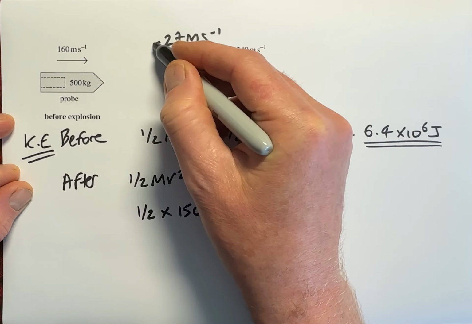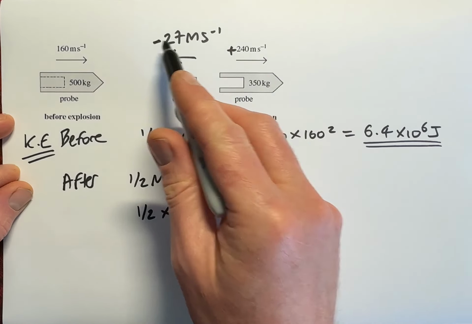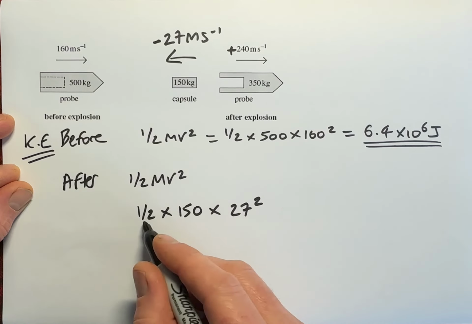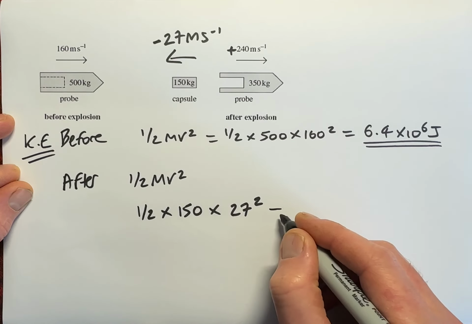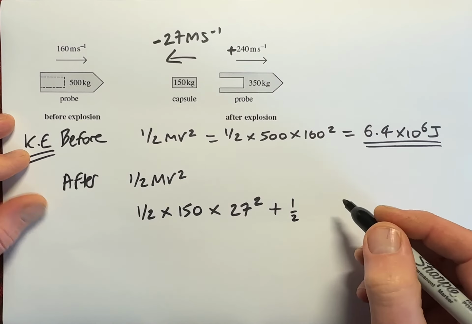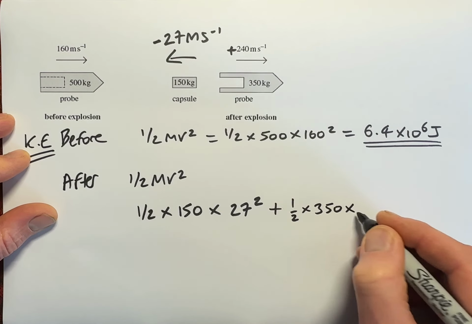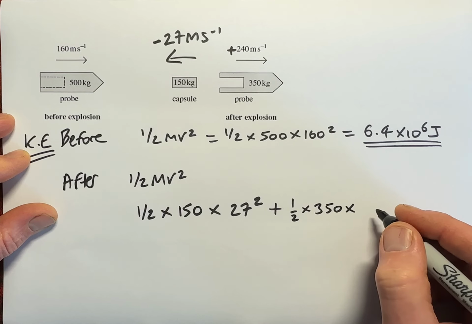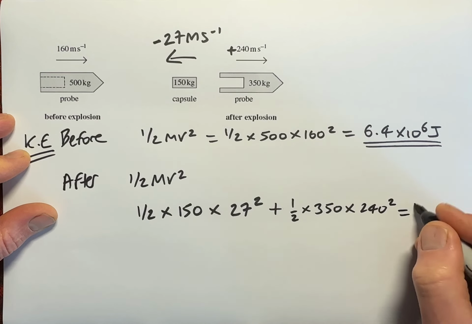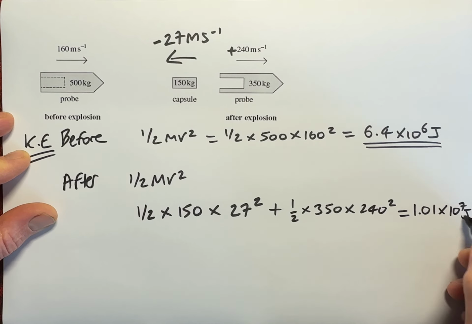Now you might say, well, look, this has got a negative velocity and this is a positive velocity. Energy is a scalar, so it doesn't matter. The negative value just represents the direction, so we don't need to worry about that. We can just do half times 150 times 27 squared. And then we've also got to add on to that the kinetic energy of the probe itself. So that's half times 350 times 240 squared. Okay, so if you work all of that out, you're going to get 1.01 times 10 to the 7 joules.